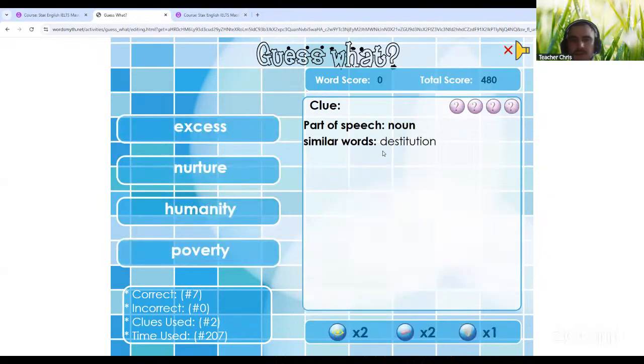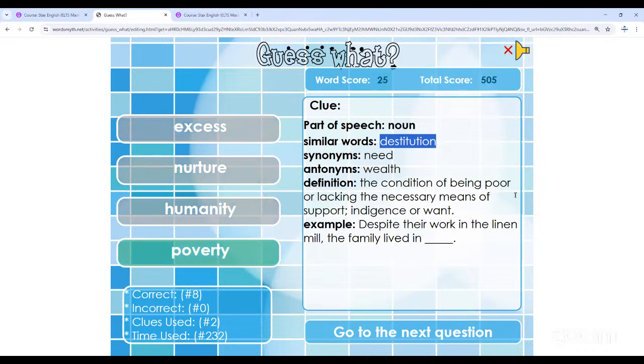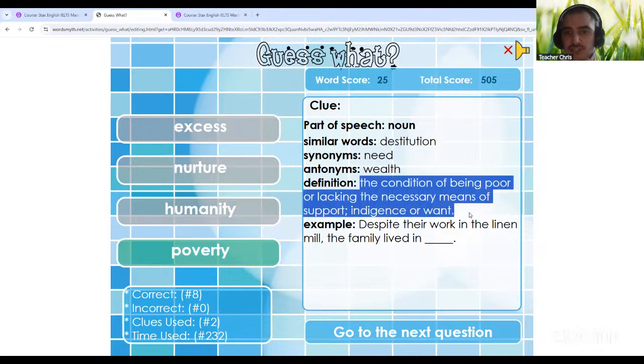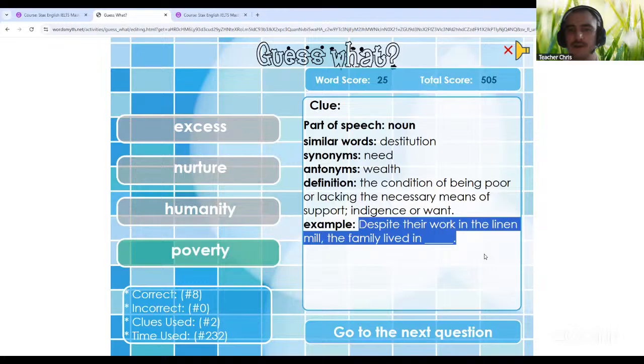Good job, guys. Next, we have a noun, and a similar word is destitution. So when we talk about destitution, we're talking about not being able to provide for yourself or your family, maybe struggling for money or food or clothing or shelter. Poverty. Poverty is right. Well done, Fuang. Poverty is the condition of being poor or lacking the necessary means of support. So an example here is, despite their work in the linen mill, the family lived in poverty.